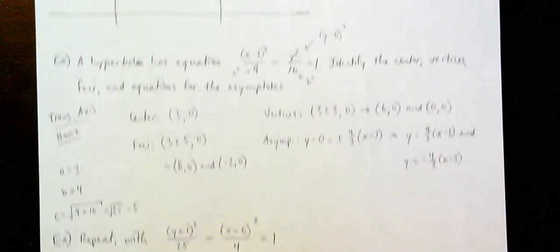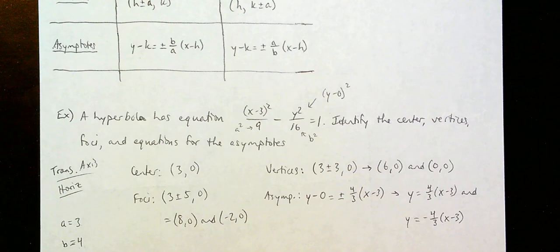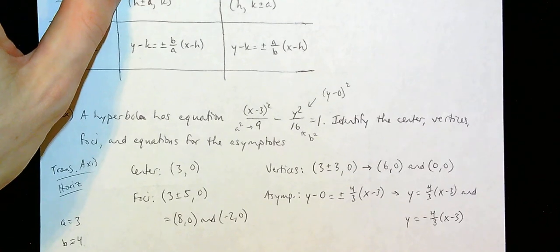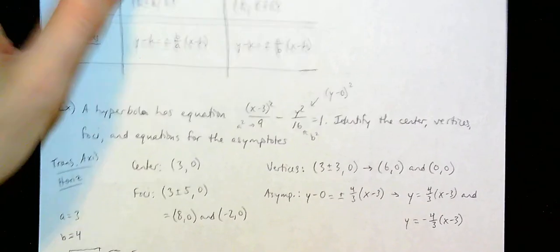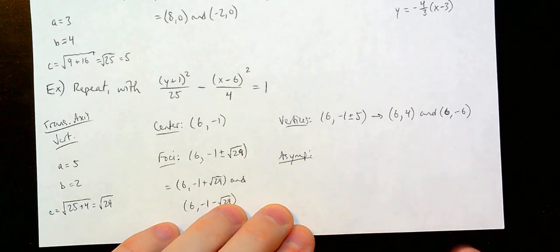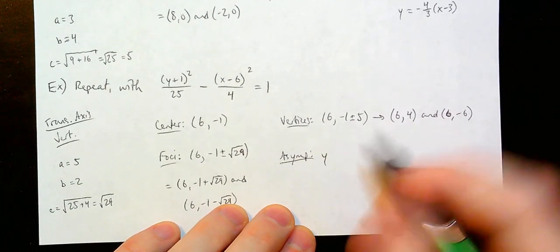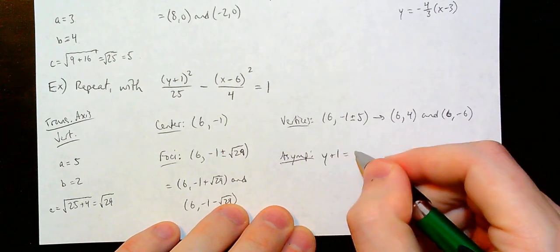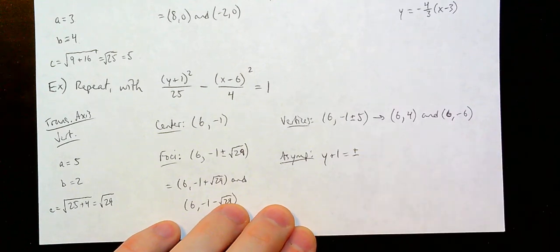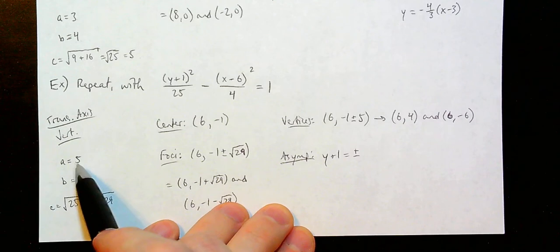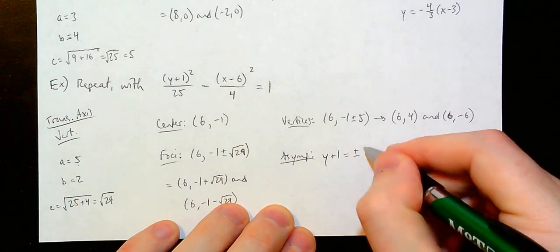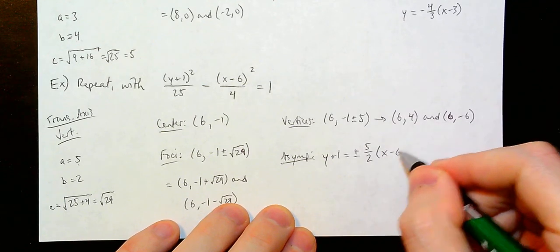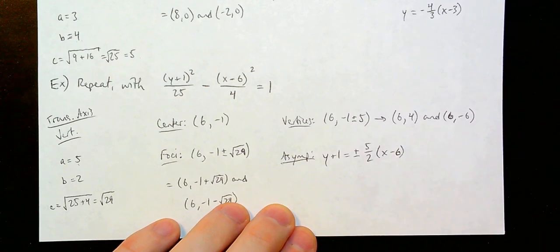And then the equations for the asymptotes, y minus k, again, equals plus or minus. Now it's a over b, not b over a, and then times that quantity, x minus h. So y minus the negative 1, or plus 1, equals plus or minus. Again, now we said it's a over b, not b over a. So it's going to be plus or minus 5 halves times the quantity x minus 6.